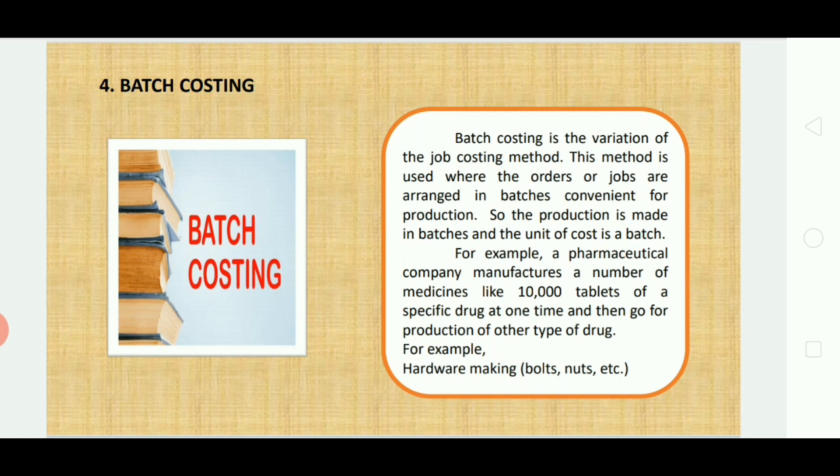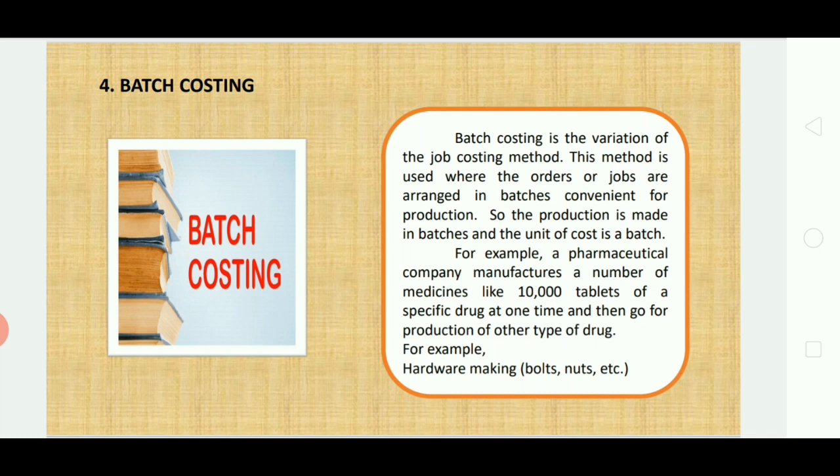So here the cost unit is batch and the production is carried out in a batch or in a lot. Batch size or lot size can be decided by the manufacturer, like 100 units of batch, 1000 units of batch or 10,000 units of batch. Another example is given, hardware making in case of bolts and nuts.